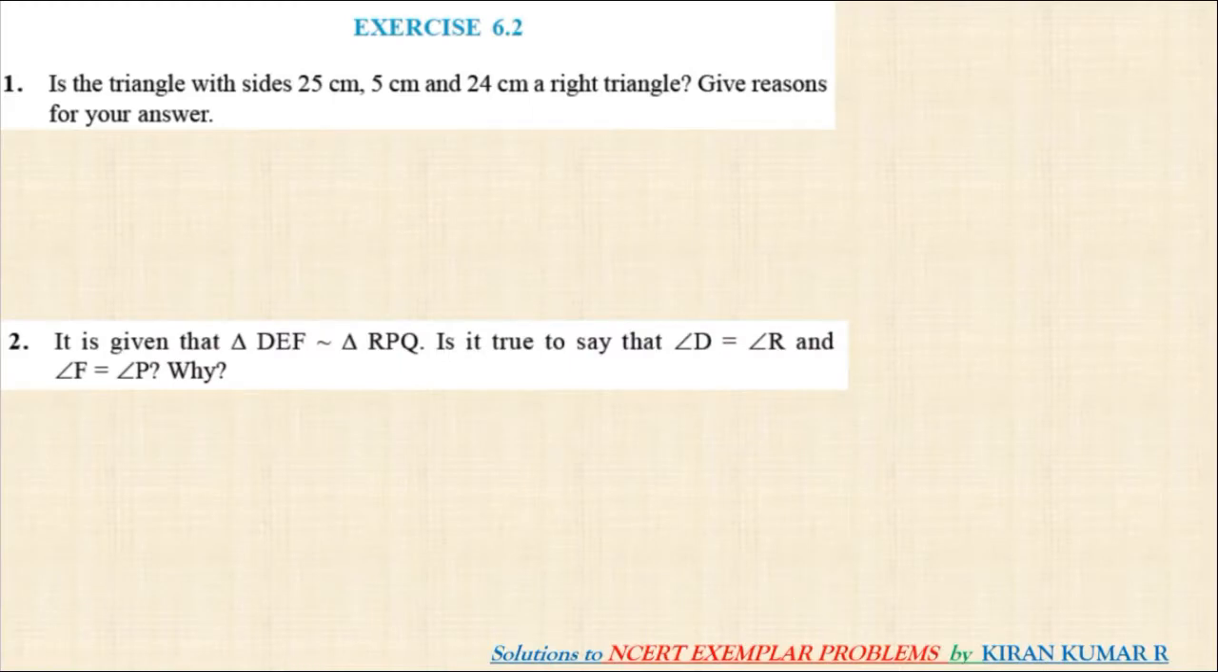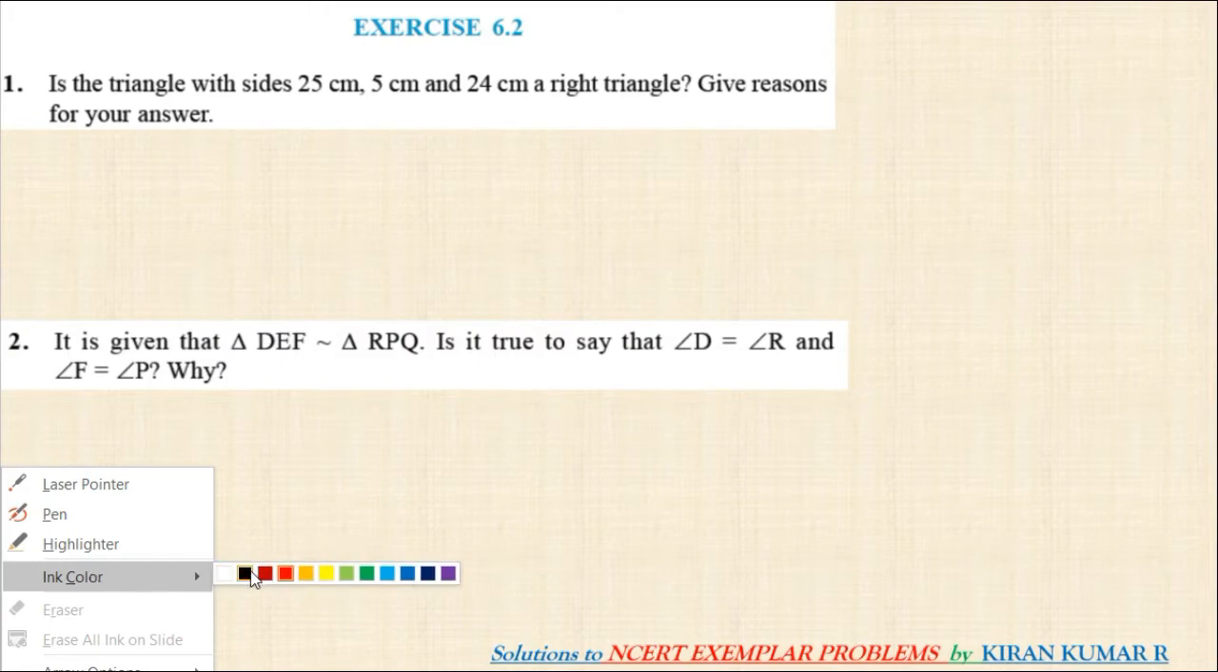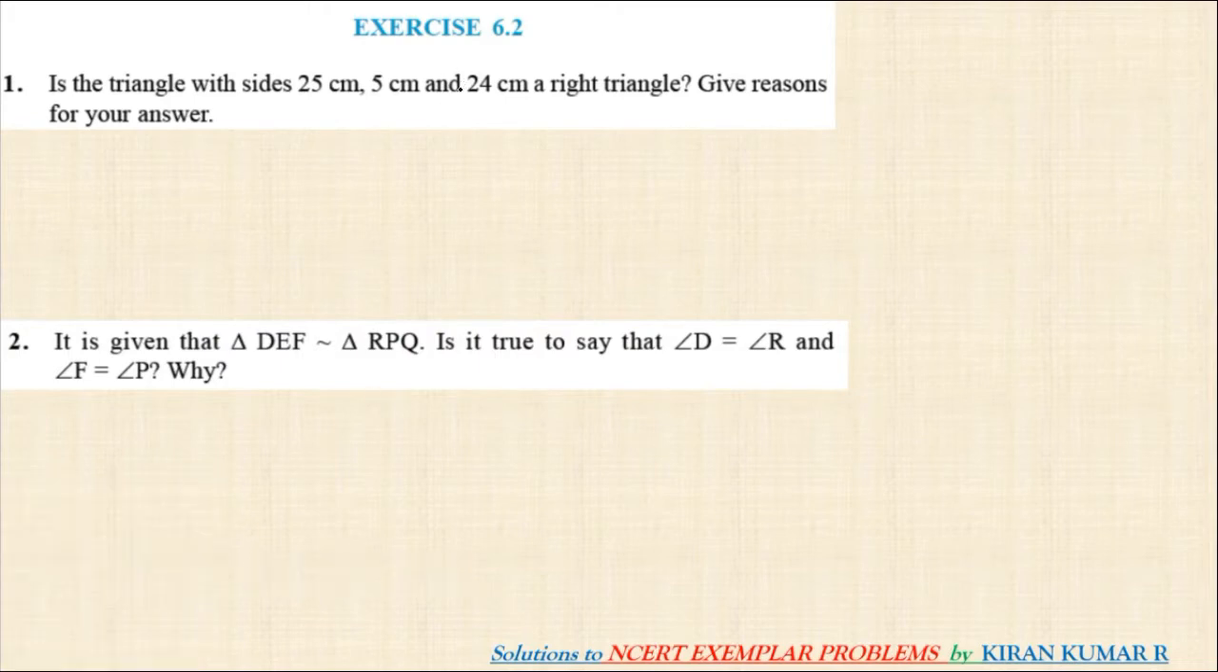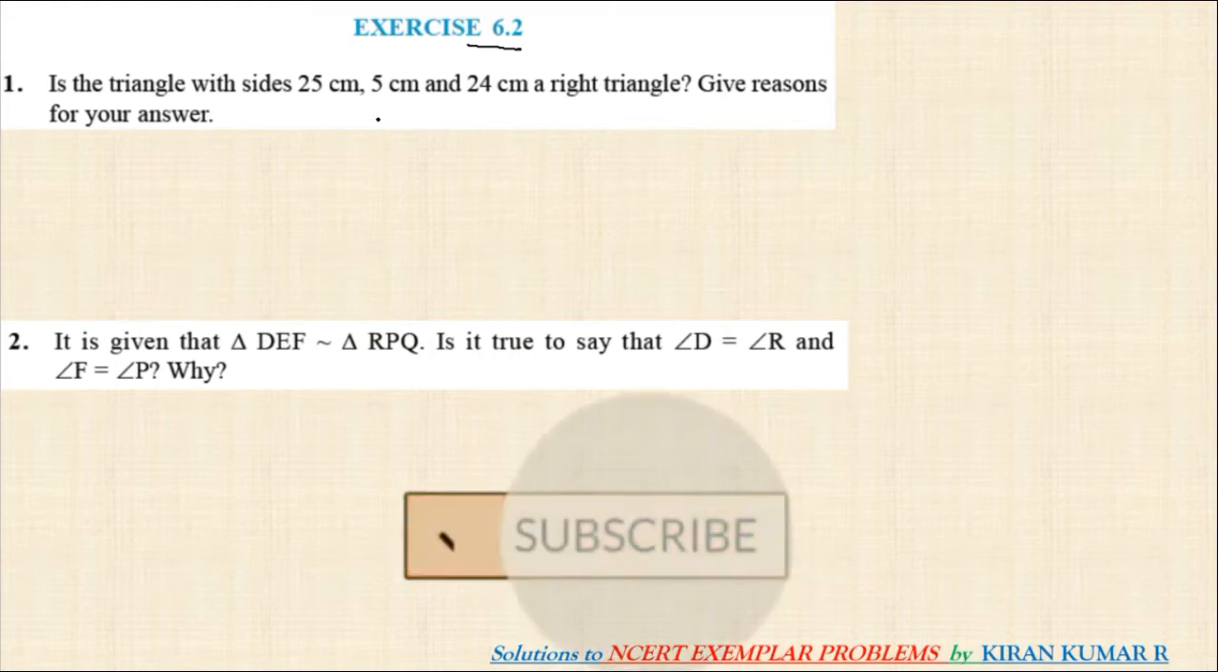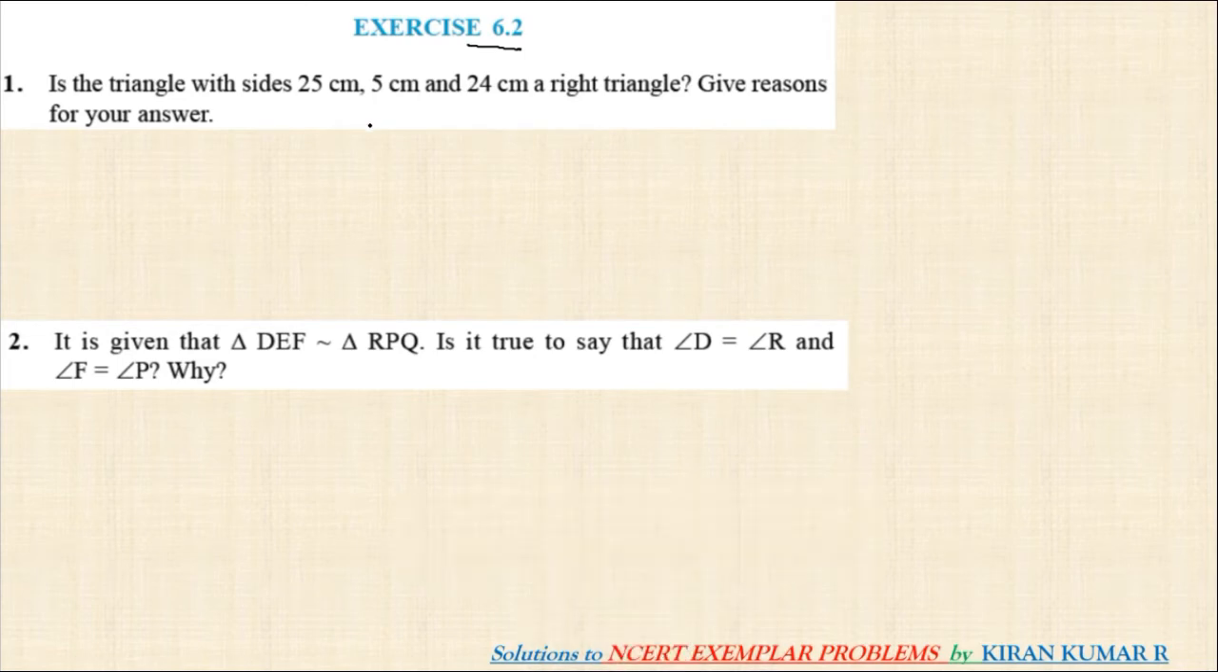Hello students, let us continue the session on similar triangles. In the previous session we had discussed exercise 6.1. We shall start with exercise 6.2 in this session. The 6.2 is all about statement type questions. We need to state whether the statement is a right statement or a wrong statement with proper reasoning.